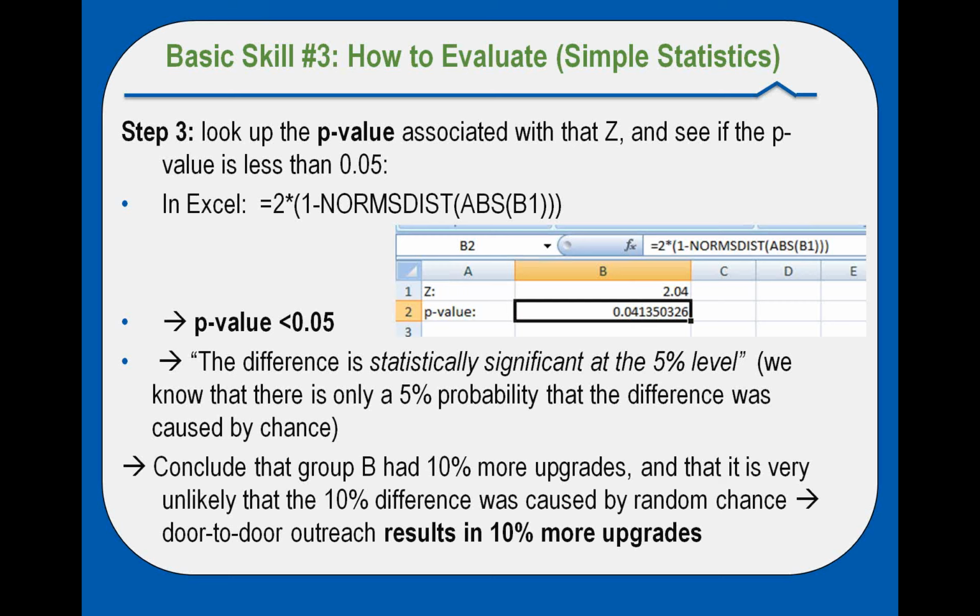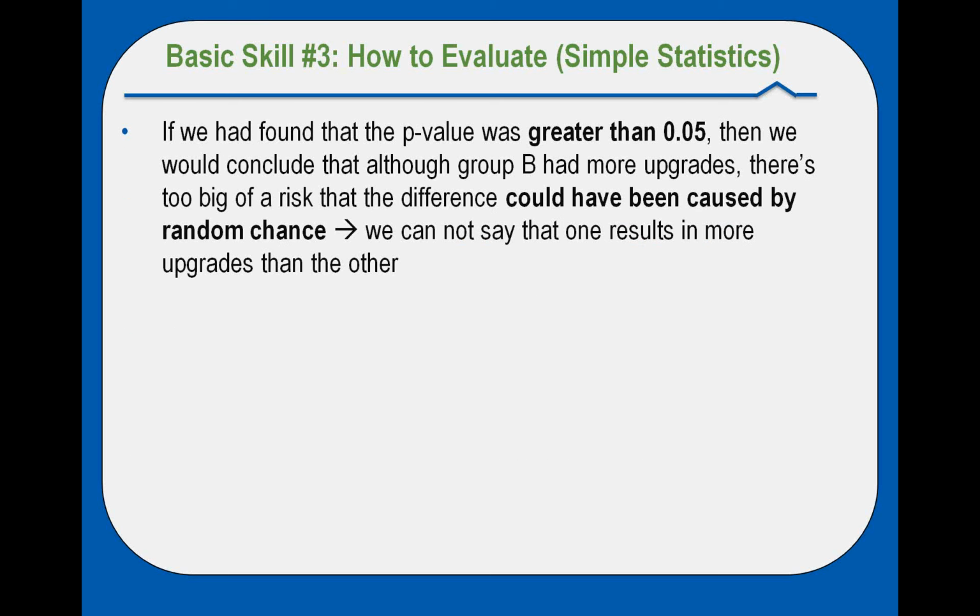Okay, so in this case, because our p-value is less than 0.05, we're going to conclude that group B had 10% more upgrades, and that it's very unlikely that that 10% difference was caused by random chance. So we're going to conclude that door-to-door outreach results in 10% more upgrades. On the other hand, if we had found that the p-value was greater than 0.05, then we would conclude that although group B had more upgrades, there's too big of a risk that the difference could have been caused by random chance, and so we can't say that one results in more upgrades than the other.